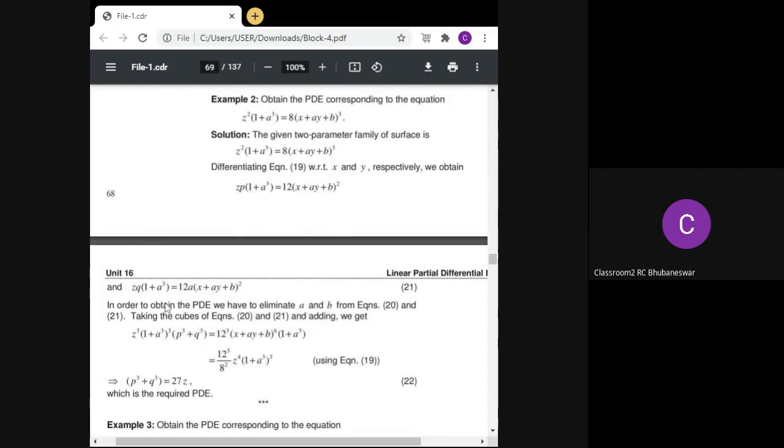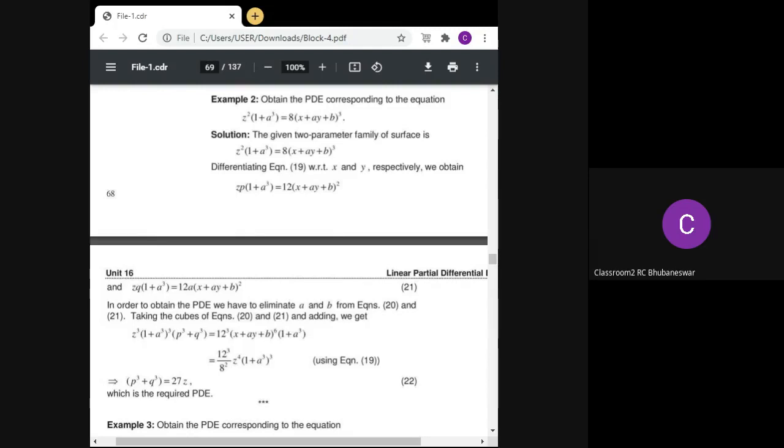So here, now we are going to eliminate the parameters a and b using equation number 20 and equation number 21. If we solve these two equations, we can easily calculate a relation in the form of equation number 22. So the procedure is that first we have to calculate the partial differentiation with respect to x and with respect to y.